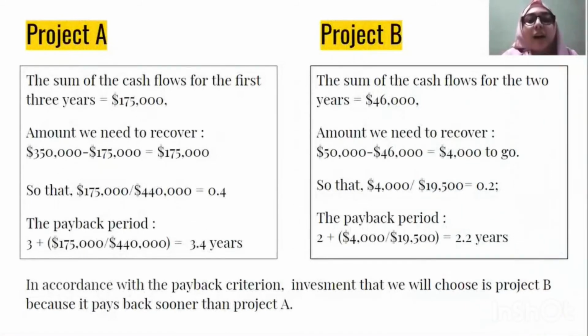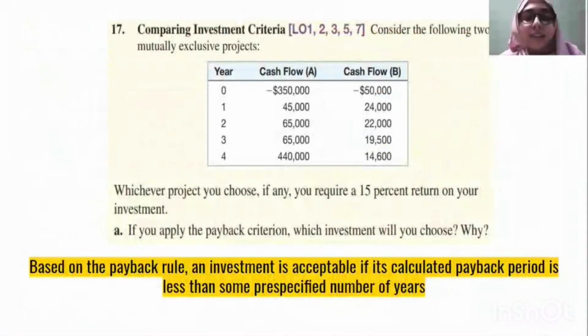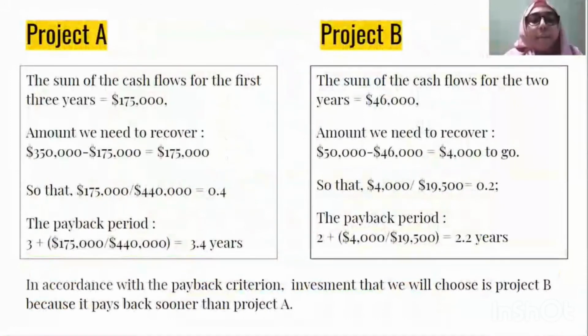When we compare the 175,000, we need the 440,000 that will be coming in. So we get $175,000 divided by 440,000. So the answer is 0.4. So payback will occur 40% of the way into the year, and the payback period is thus 3.4 years.